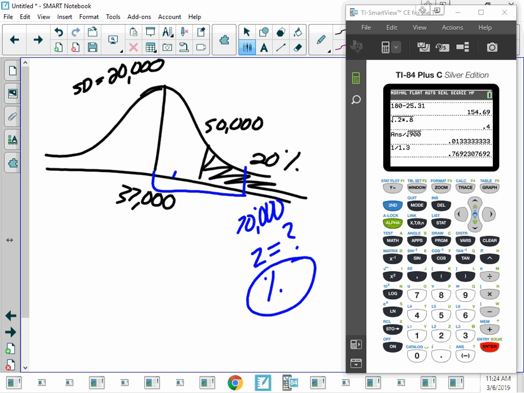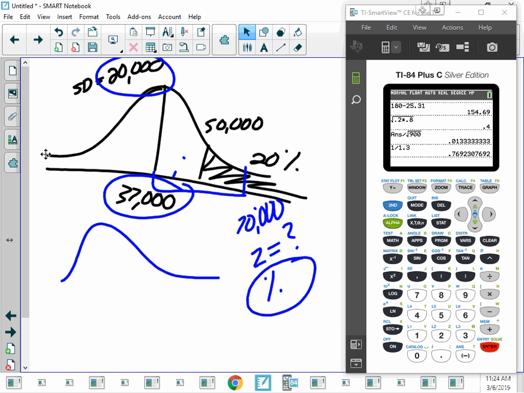The only problem is this isn't very normal, right? If the average is 37 and the SD is 20, then the graph probably looks something like this. So the answer technically is yes, but it's probably not going to be very accurate because this curve is not normal. So who knows what they want, but we'll go with that answer.